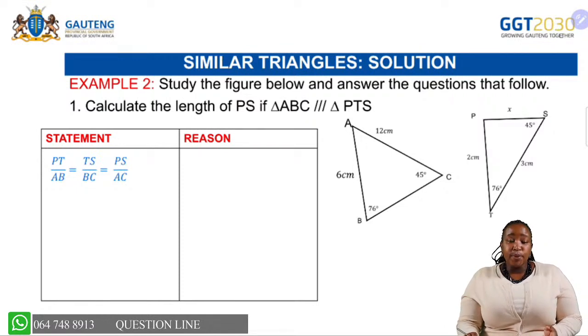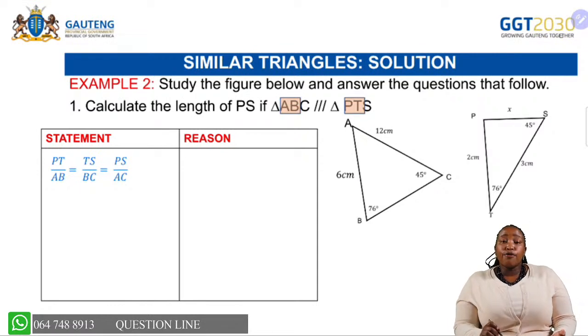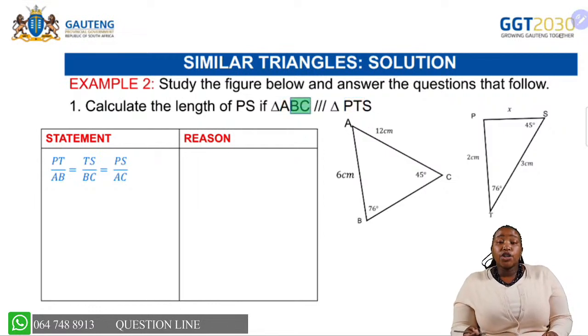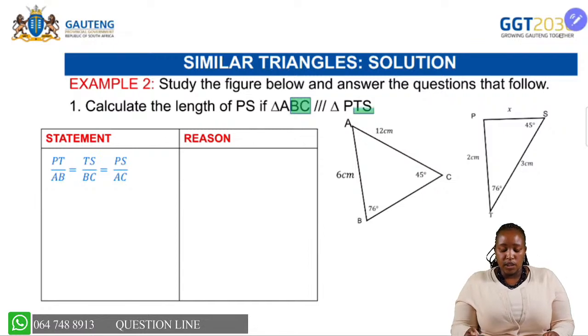Okay. So we have PT divided by AB is equal to TS divided by BC, which is equal to PS divided by AC. From here, you check, okay, first let's give our reason. First, we've just checked the sides. AB corresponds to PT, therefore we are correct in that case. And also, what else can we check? We can also check that BC corresponds with TS. So, yes, that's also fine.